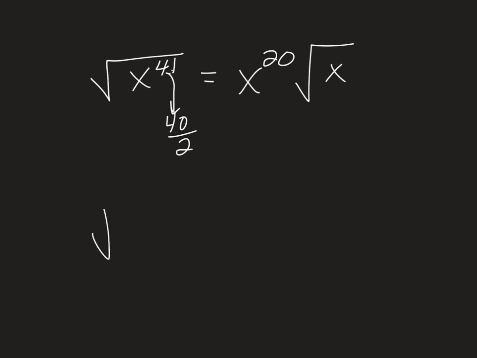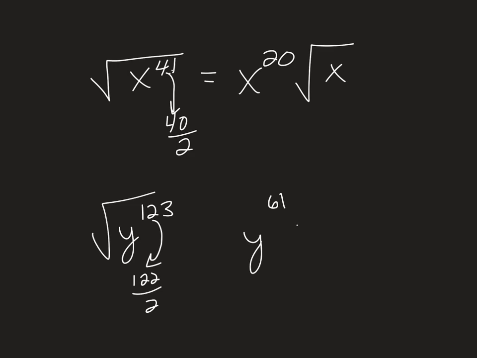All right, so say y to the 123. What I would do is take 1 off this number. Knowing that it's odd, I know I'm going to have 1 left over, right? So I take 1 off to get 122, and I divide it by 2. That is, what is that, 61? That's 61, so I know I'm going to have a y to the 61, and just one y left over inside.